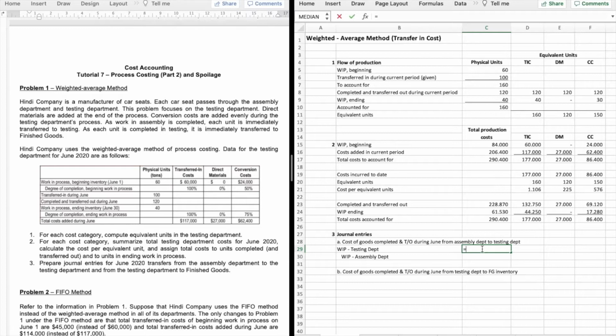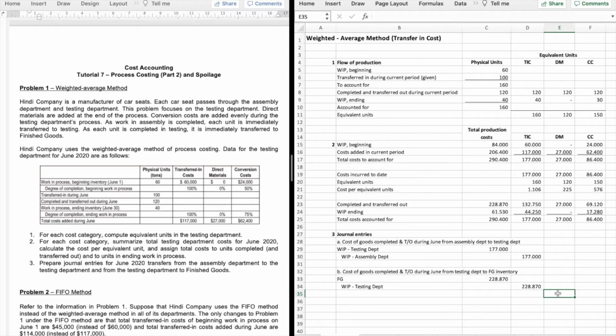And for the numbers, we can have it from here. The total cost to account for, 177. And for the second journal, we will transfer from testing department to finished goods. So in the debit side, it will be finished goods, and in the credit side, it will be work in process, testing department. Since we will calculate the cost of goods completed and transferred out, we only use the completed and transferred out number, which is 228.